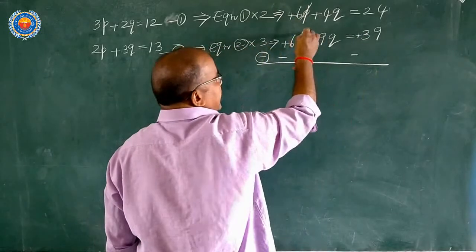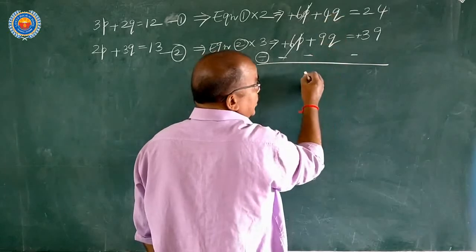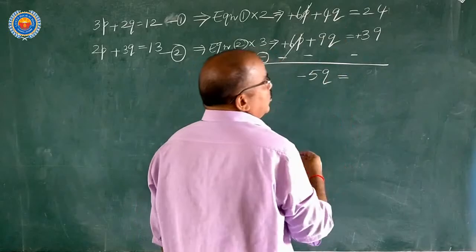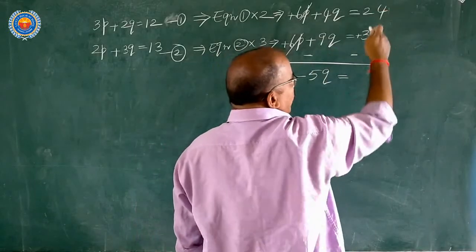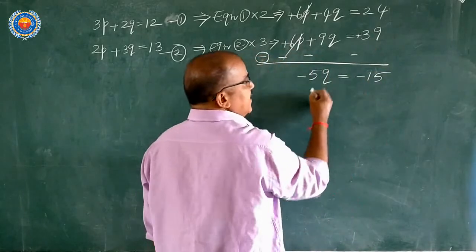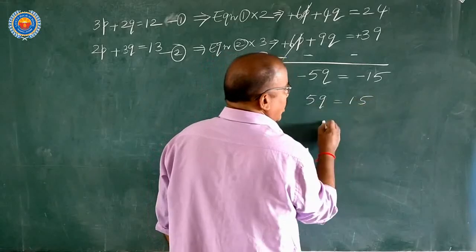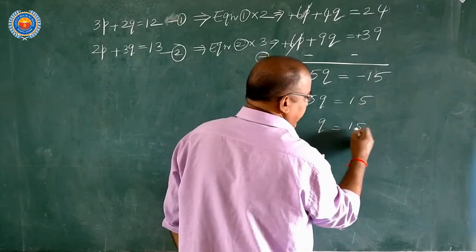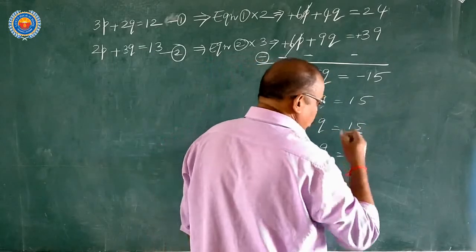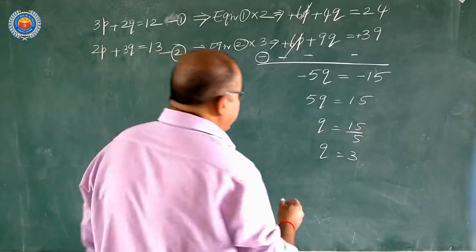So 6p minus 6p is equal to 0, 4q minus 9q is equal to minus 5q, is equal to 24 minus 39, which is minus 15. This we can write as 5q is equal to 15. q is equal to 15 by 5. q is equal to 3. I got the q value. Now substitute.